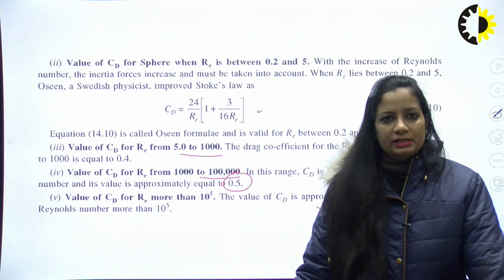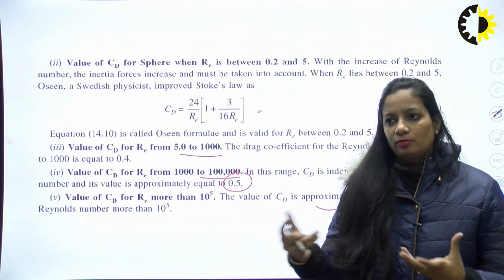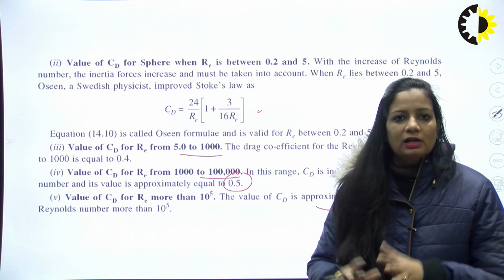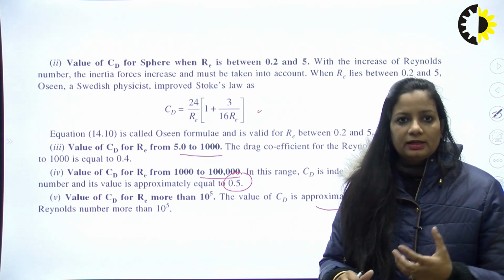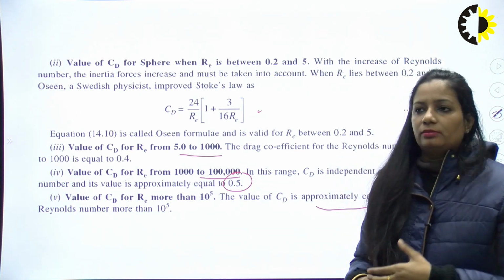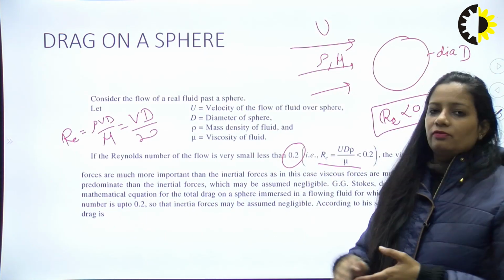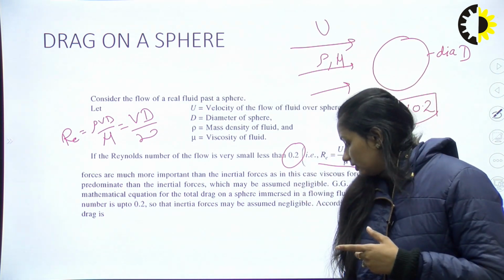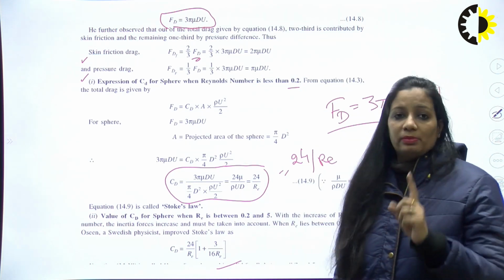So this is all for today's lecture. Here we have calculated different problems: how different situations can act upon a body, how we can calculate the coefficient of drag and the force due to drag. We also saw what the drag on a sphere will be when the Reynolds number is less than 0.2, and how Stokes calculated the force of drag.